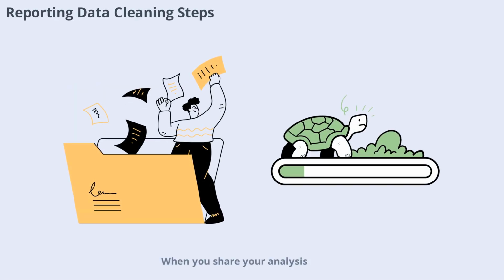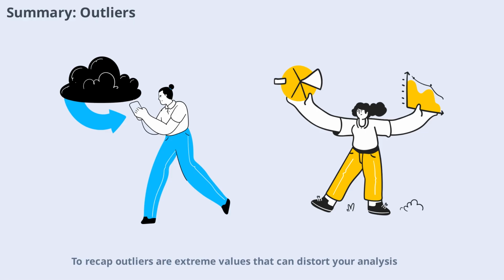When you share your analysis, always report the steps you took to clean your data. This builds trust with your audience and helps others understand your results. Transparency is a key part of good data analysis. To recap, outliers are extreme values that can distort your analysis. Detect them using boxplots or the IQR method and handle them by removing or capping as appropriate. Always consider the context before making changes.